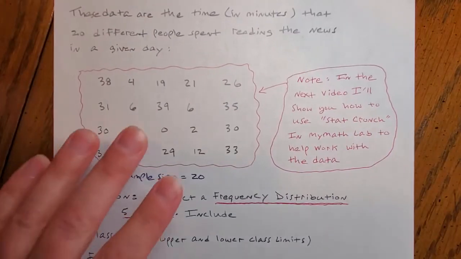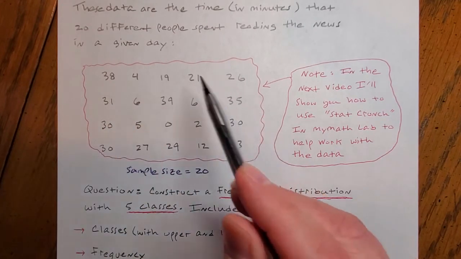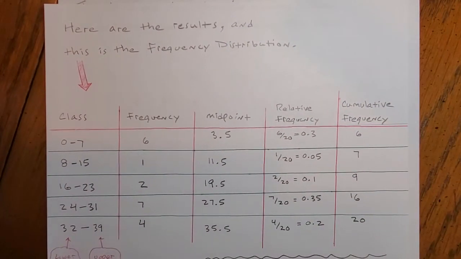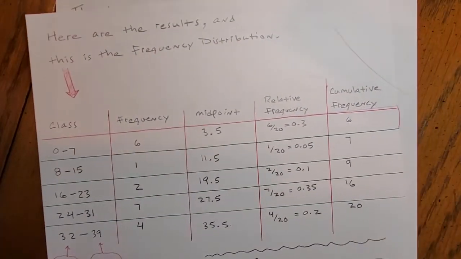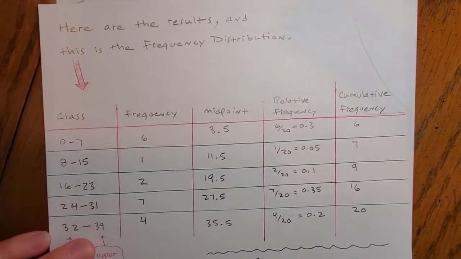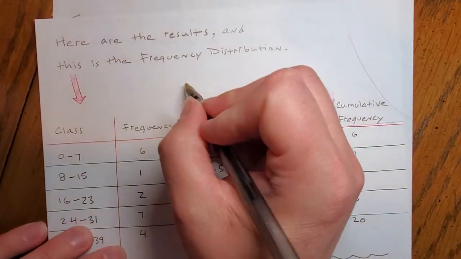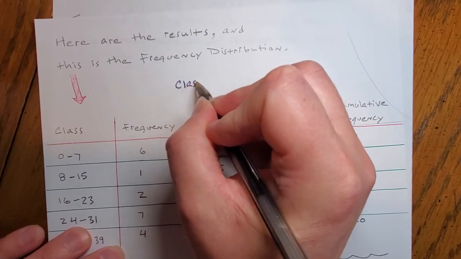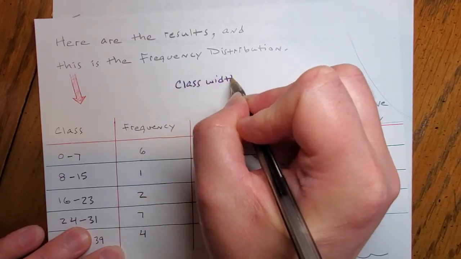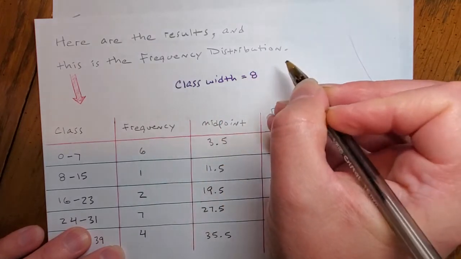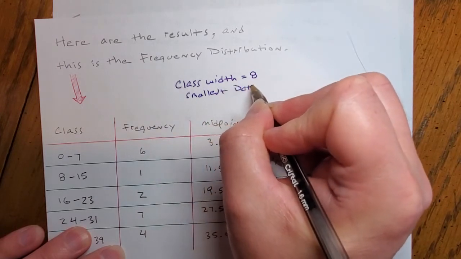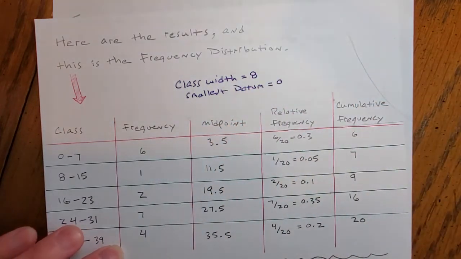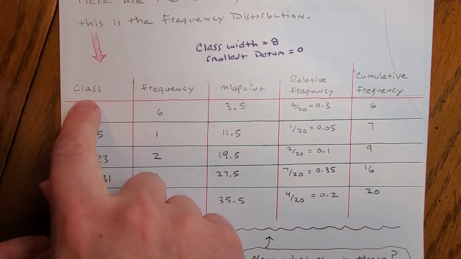So here goes. This is the raw data before we did anything to it, and here is my frequency distribution. Remember something real quick. We determined on the previous page that the class width is 8, and then the smallest datum was 0. So here's how we determined the classes.